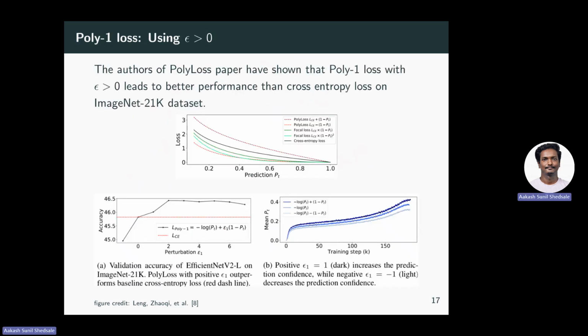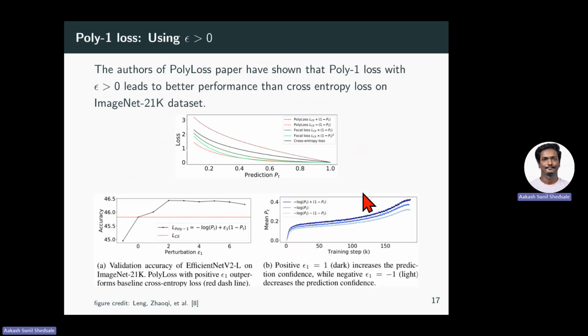Then the authors of the PolyLoss paper have shown that Poly-1 loss with epsilon greater than 0 leads to better performance than the cross entropy loss on the ImageNet-21K dataset. This could be because they were able to focus more on harder examples by using positive epsilon. They got about a 0.4 or 0.5% improvement over the baseline cross entropy loss.